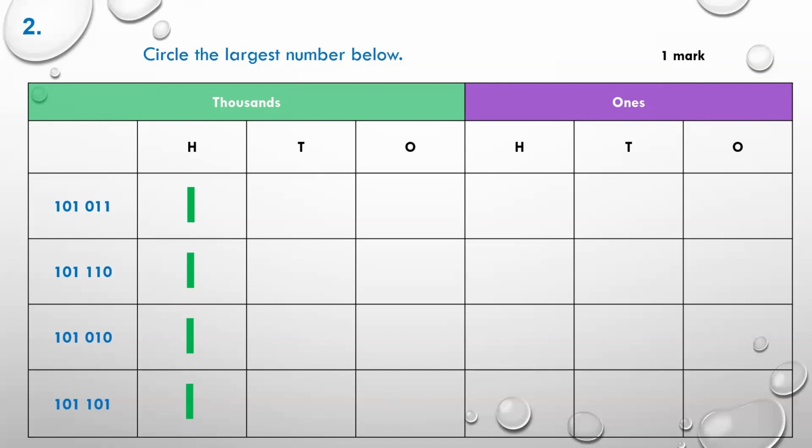Now, all 4 numbers carried 100,000. So we could not tell from that information which is the largest. Let's go to the next place. In the next place, if we start at the number on top, that's 0, so we don't put anything. If we come to the number below, it's also 0. And the third number is also 0. And the fourth number is also 0. So there are no 10,000s in any of the numbers.